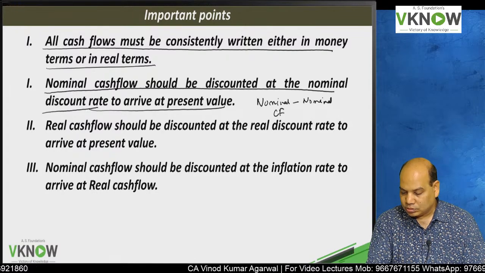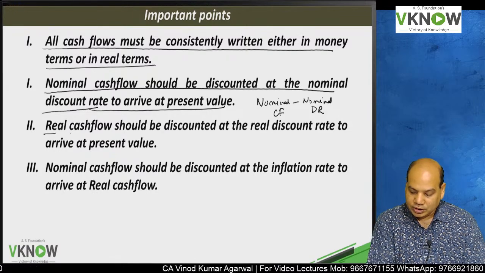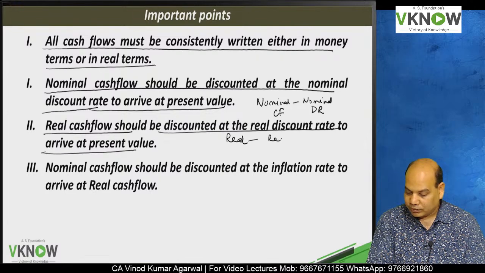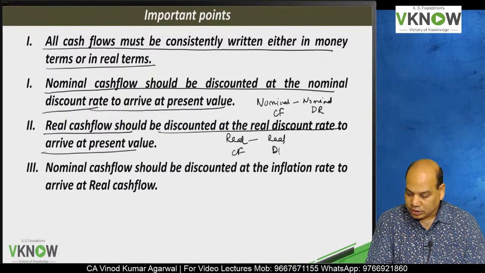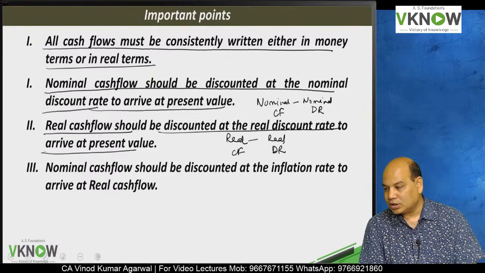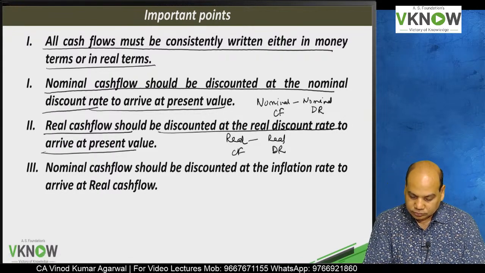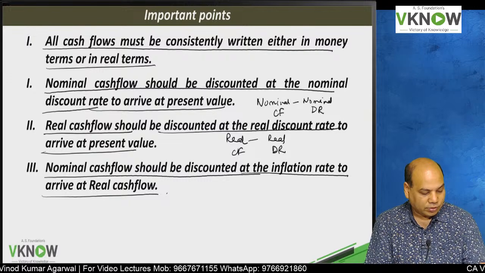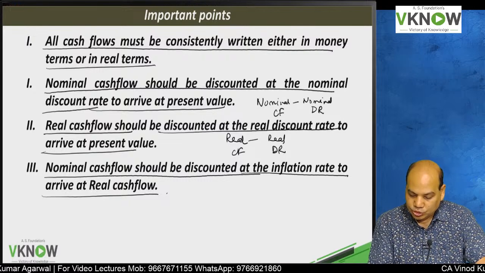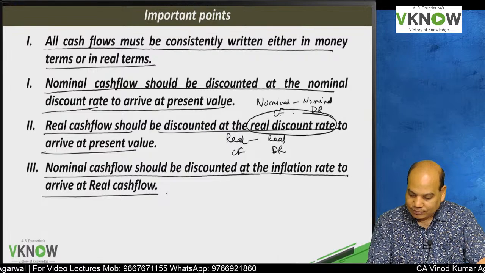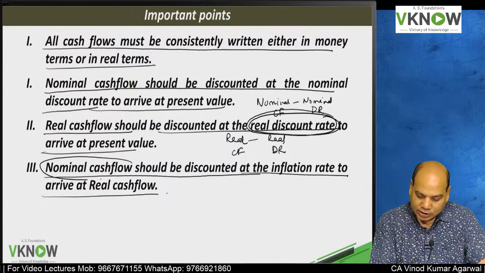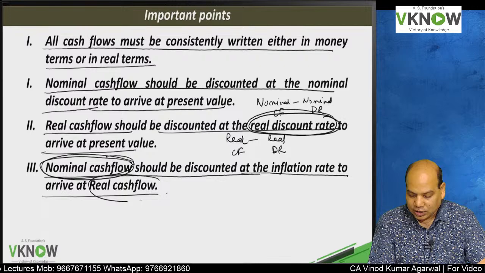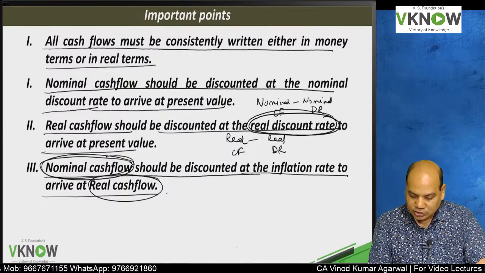Nominal cash flow, use nominal discount rate. Real cash flow will be discounted using real discount rate. Real cash flow, real discount rate. Nominal cash flow should be discounted at the inflation rate to arrive at real cash flow. Suppose the question gives you the real discount rate but nominal cash flow. First you convert nominal cash flow into real cash flow and then apply the real discount rate.